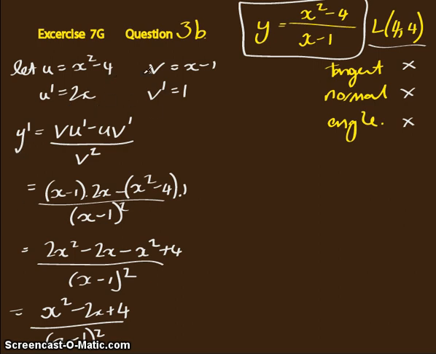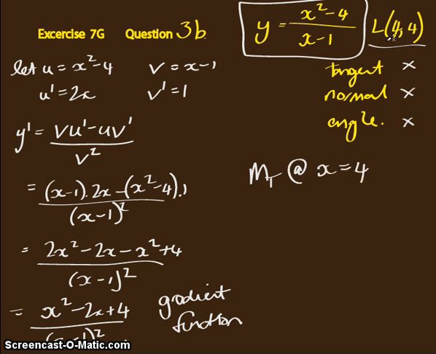I've already started this question. I've used the quotient rule. You might like to pause this video, go through, and see if you can get the same answer. This is my gradient function. With this, what I need to find is mt, the gradient of the tangent, and I want to find that at the point where x equals 4. That was the x coordinate in my point L.